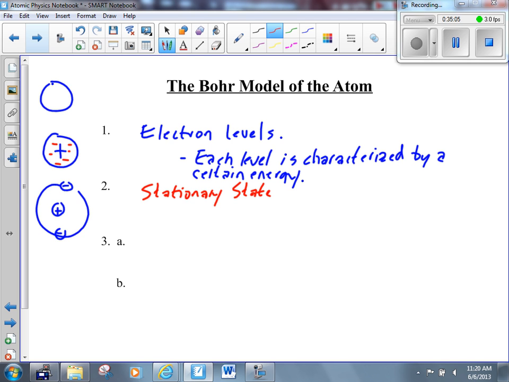If it did, take a look at my keys up here as I swing them around my head for a second. If it did emit EMR, it would be losing energy. And if it lost energy, watch what would happen to the electron as it loses energy. It would spiral in towards the nucleus, right? It wouldn't stay in orbit if it kept losing energy. That doesn't happen. Electrons don't emit EMR as they orbit around the nucleus, as they experience that centripetal acceleration, contrary to classical electromagnetic theory, which says they should.